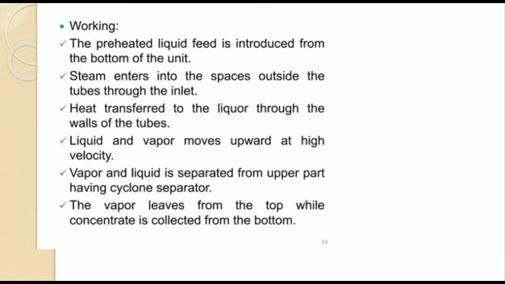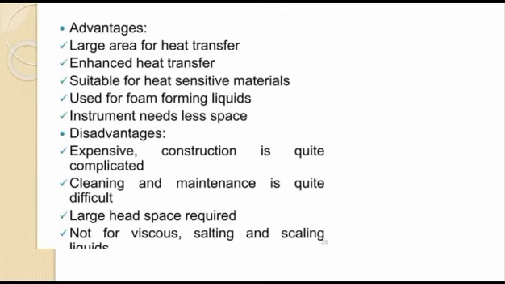Working: the preheated liquid feed is introduced at the bottom of the unit. Steam enters the space outside the tubes through the inlet. Heat is transferred to the liquid through the wall of the tube. Liquid and vapor move upward at high velocity. Advantage: large area for heat transfer, enhanced heat transfer, suitable for heat sensitive material. The instrument needs less space. Disadvantage: expensive, construction is quite complicated, large head space required, not for viscous, salting or scaling liquids.